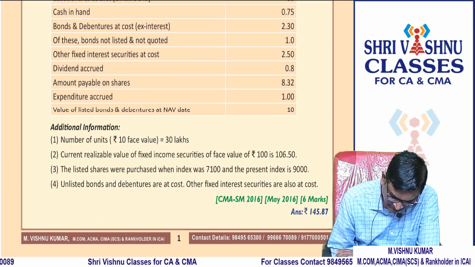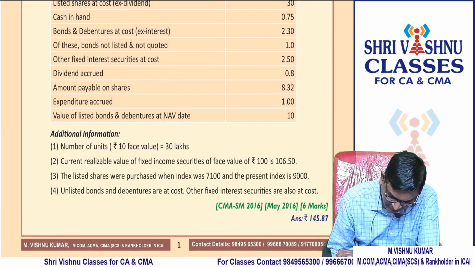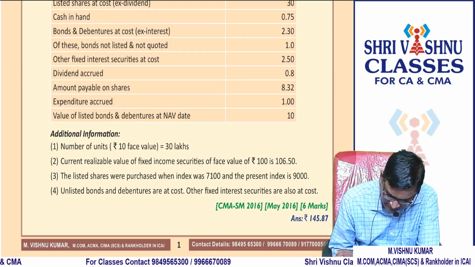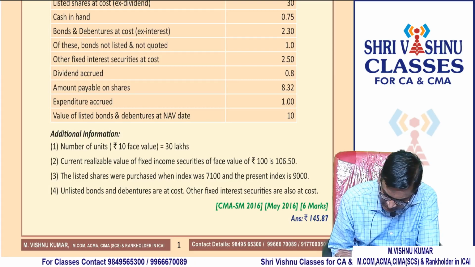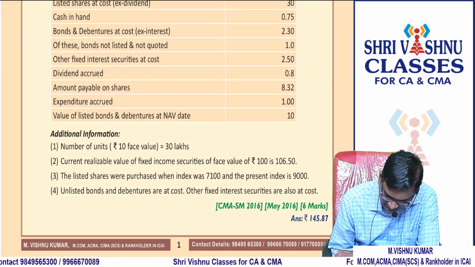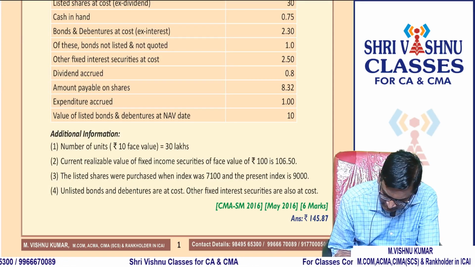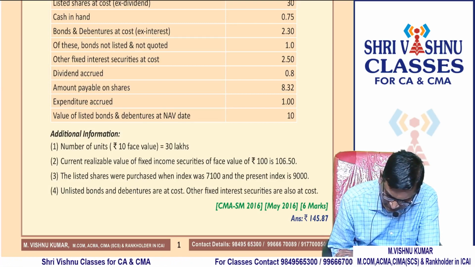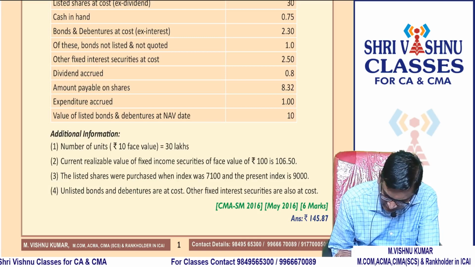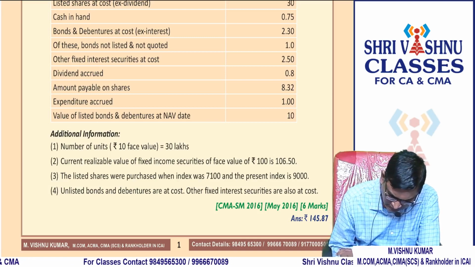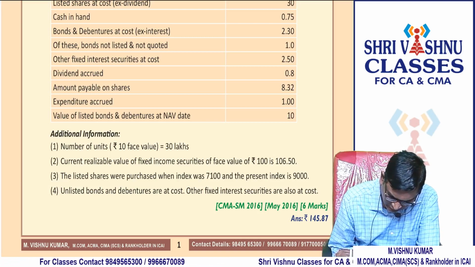Additional information: number of units, rupees 10 face value, 30 lakhs. So total 30 lakh units are there. Current realizable value of fixed income securities of face value 100 is 106.5. The listed shares were purchased when the index was 7,100 and the present index is 9,000. Unlisted bonds and debentures are at cost. Other fixed interest securities are also at cost. So here unlisted bonds are also at cost, other fixed interest securities are also at cost.